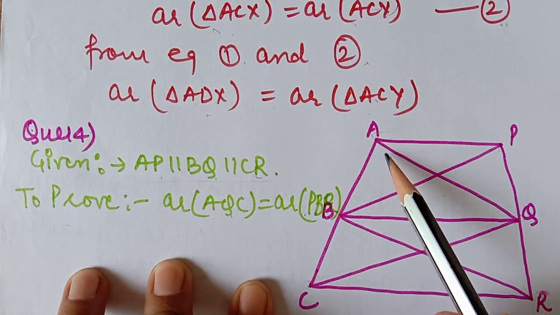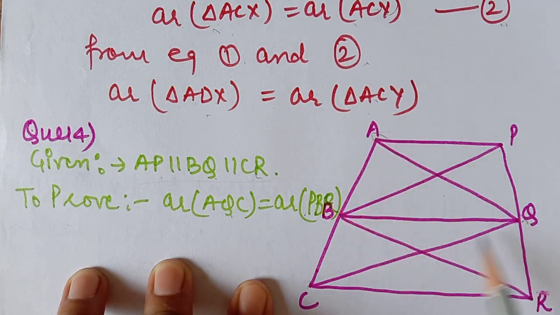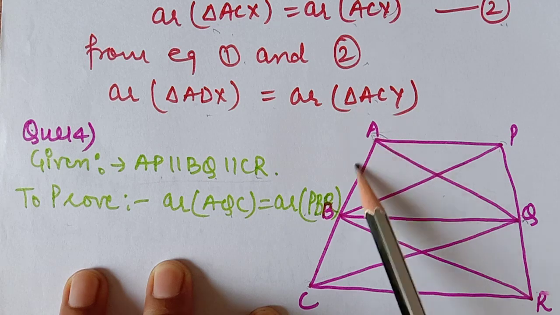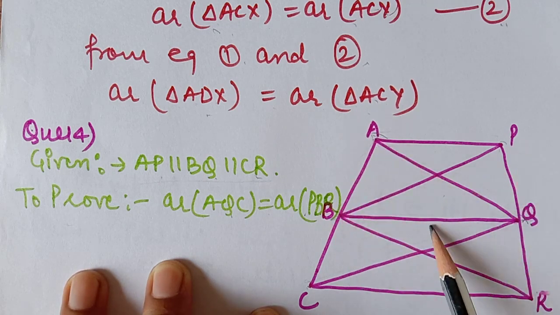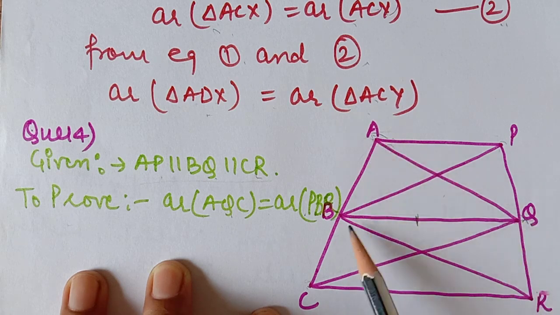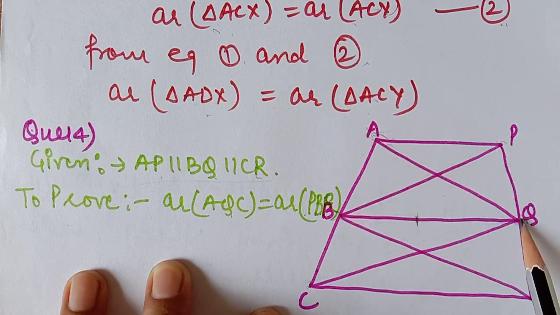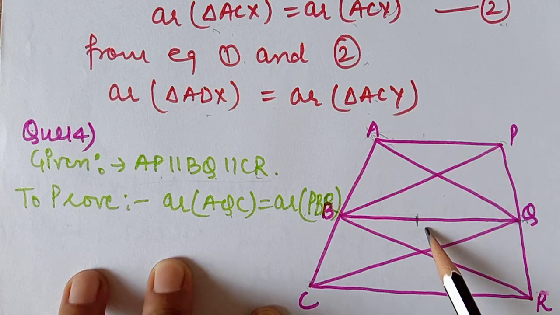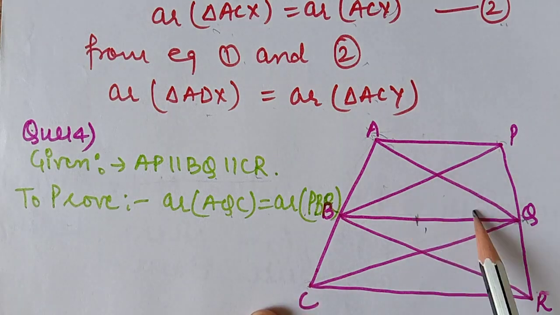AQC is present in between two triangles ABQ and BQC. Similarly PBR. So in this trapezium, we will choose two triangles with the base BQ. Both triangles ABQ and PQB have common base BQ and lie between two parallel lines, which is already given to us. So the areas of these two triangles are equal to each other, equation number 1.